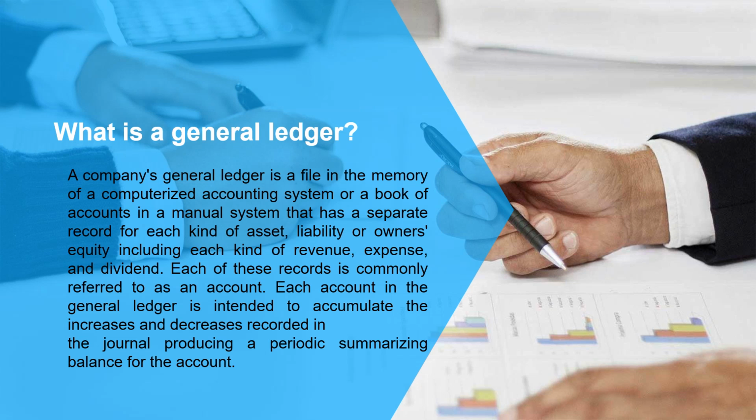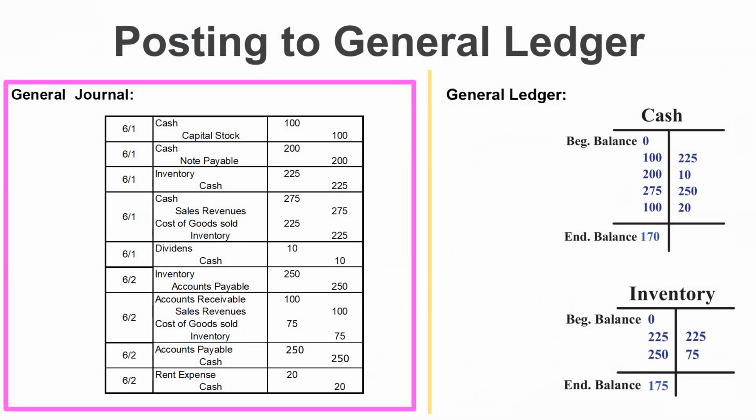Each account in the general ledger is intended to accumulate the increases and decreases recorded in the journal, producing some kind of a periodic summarizing balance for the account. Now let me show you what I mean in terms of a general ledger. You'll recognize it. In this particular case, we're identifying certain dates of transactions, and we're identifying the debits and credits as they affect the financial position of the company with each transaction.